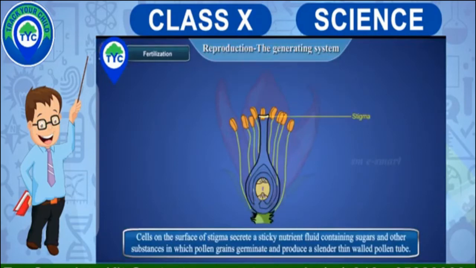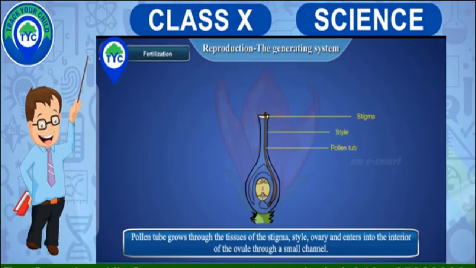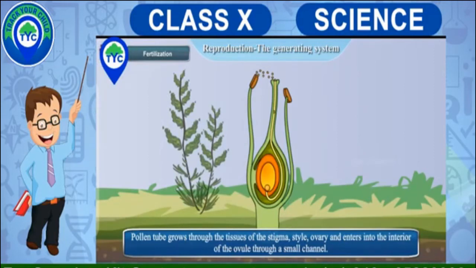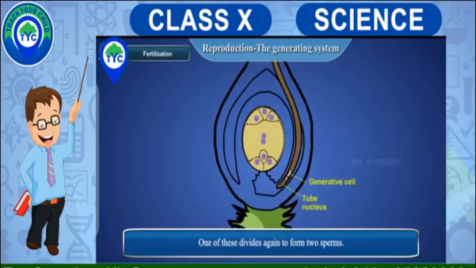Cells on the surface of the stigma secrete a sticky nutrient fluid containing sugars and other substances in which pollen grains germinate and produce a slender, thin-walled pollen tube. The pollen tube grows through the tissues of the stigma, style, and ovary, and enters the interior of the ovule through a small channel. Meanwhile, the two nuclei of the pollen grain move down into the pollen tube. One of these divides again to form two sperms.